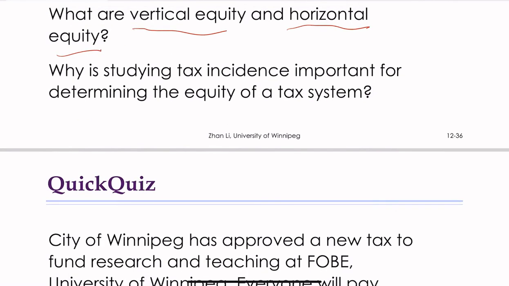Why is studying tax incidence important for determining the equity of a tax system? Well, the reason is because on the surface, the government can say, oh, I am charging tax on buyers or on sellers, but the true burden will be determined by tax incidence. So through our research on tax incidence, we could truly understand the equity of a tax system, because we want to understand the true burden of a tax.